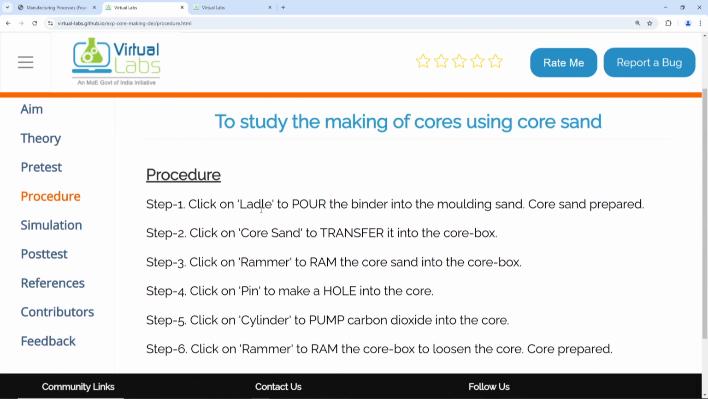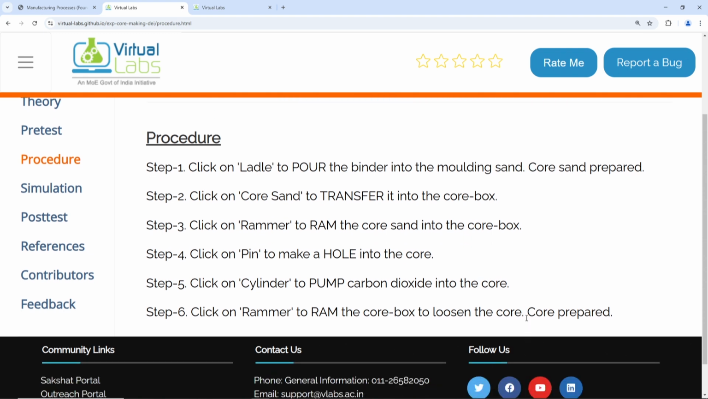Certain steps. Click on the ladle to pour the binder. Click on the core sand to transfer it into the core box. Click on the rammer to ram the core sand into the core box. Click on the pin to make a hole into the core. Click on the cylinder to pump the carbon dioxide into the core. Click on the rammer to ram the core box to loosen the core. That is, the core is prepared finally here. Let me come to the simulation and go through all these steps: pour, transfer, ram, hole, pump and again ram to get my core finally prepared.